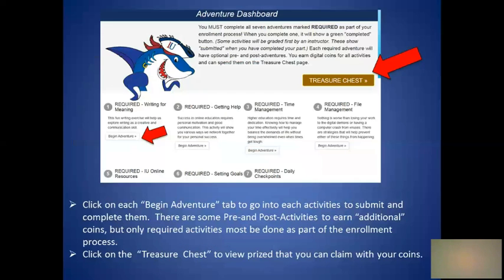Once you have created your account, you will come to the Adventure dashboard. Click on each Begin Adventure tab to go into each activity to submit and complete them. Keep in mind that there are some pre- and post activities to earn additional coins, but you are only required to do the 7 required activities as part of the enrollment process. Make sure you click on the treasure chest to view and claim your prizes.